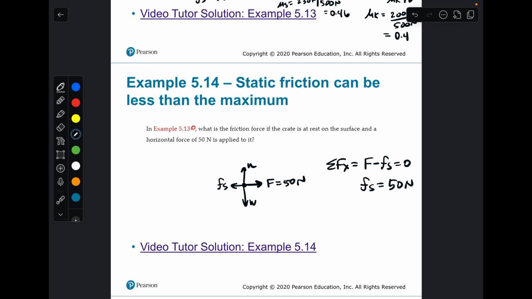So right, the static frictional force is variable. It's variable until it reaches a maximum, and that's when you start using the kinetic frictional force. And so the static frictional force depends on how much force you're applying in that direction, right? It's simply going to be equal to the force that you're applying because of Newton's first law.